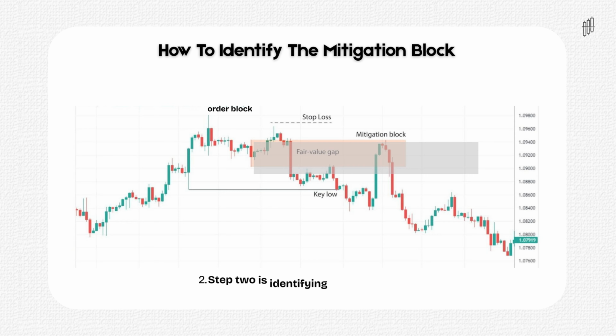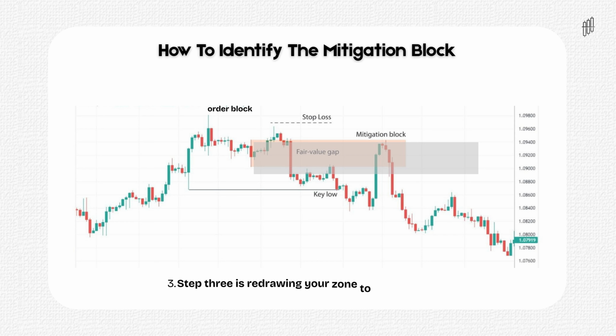Step 2 is identifying confluence. A strong fair value gap, FVG, serves as an excellent confluence, increasing the probability of a successful trade. This confluence helps us identify a new area of interest, known as the mitigation block, where price is likely to retrace before continuing in the intended direction.